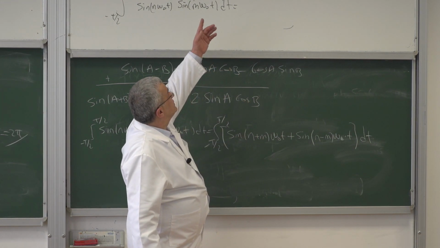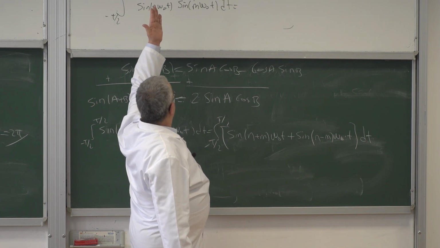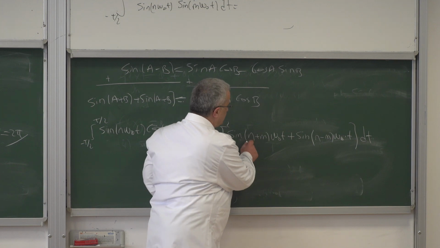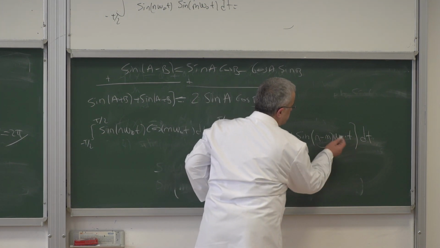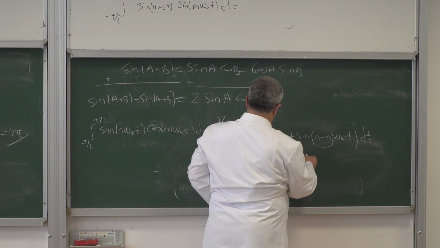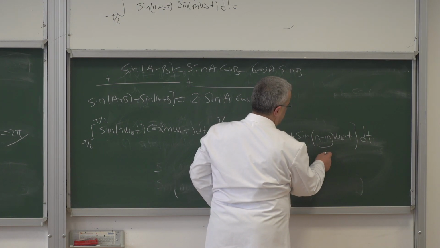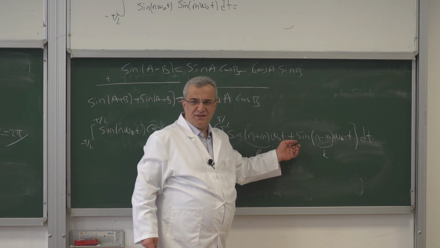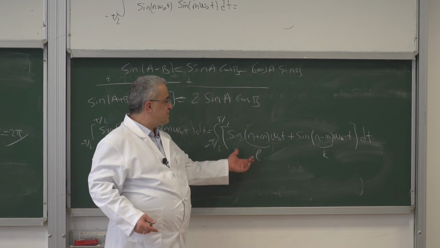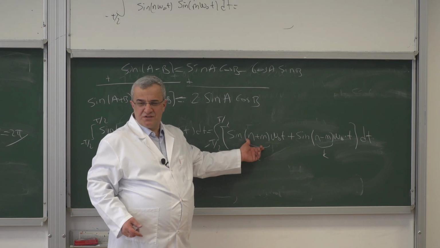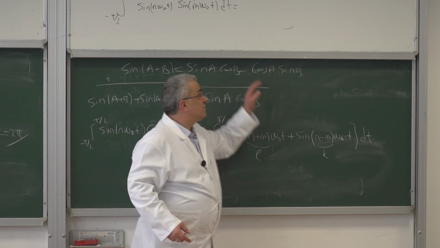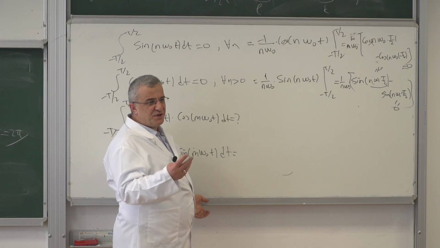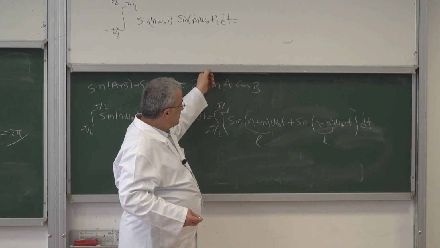Again, we came to the first case, isn't it? You have the integral of this, call this L, and call this K, some constant times omega 0 t. You are taking the integral over a period. So what is this integral? 0. And this, 0. Why? It is the same as this one. It doesn't matter whether you call it n or k or whatever. So this integral will be 0.